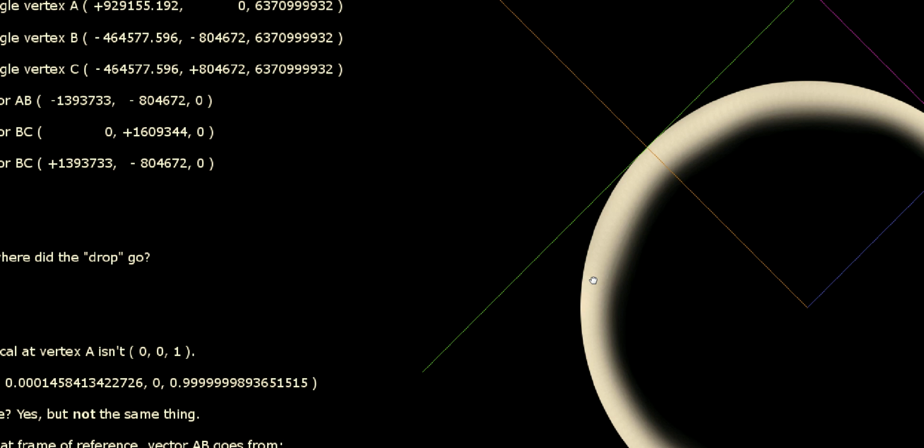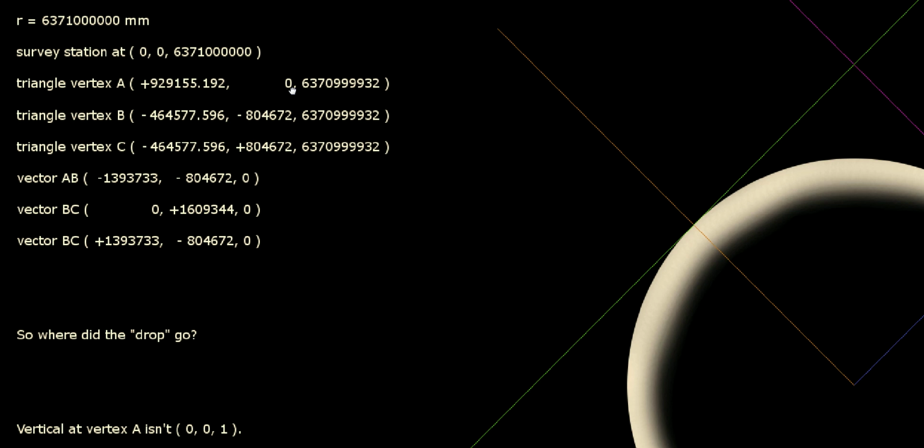Vertex A is now at, how many thousand inches that was, 0.577 something miles, right? To the right, which is 929,155.192 millimetres. Most of a kilometre. How convenient. In the positive x direction. 0 in the y direction, because we have lined up our x-axis with survey point, vertex A, because that simplifies things. If you've got to point it somewhere, you might as well point it somewhere you're going. And 63709999932, which to most people will be 637100000, but it's not quite.